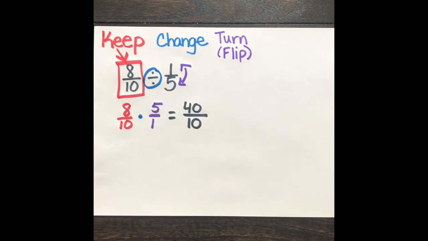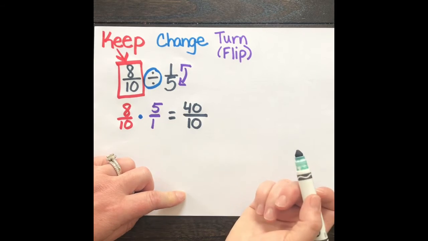So now I have an improper fraction. 8/10 times 5/1 equals 40/10. So your problems are going to ask you to put the answers in simplest form. So I'm going to change this improper fraction into a mixed number.